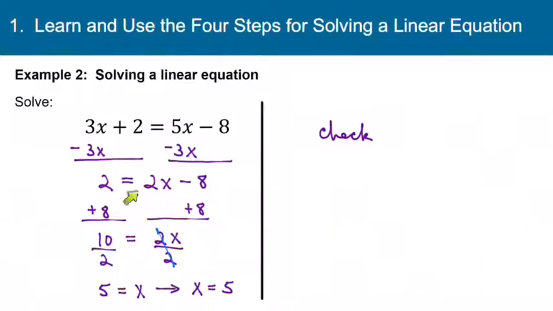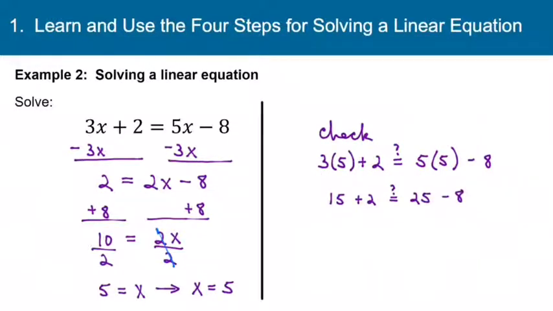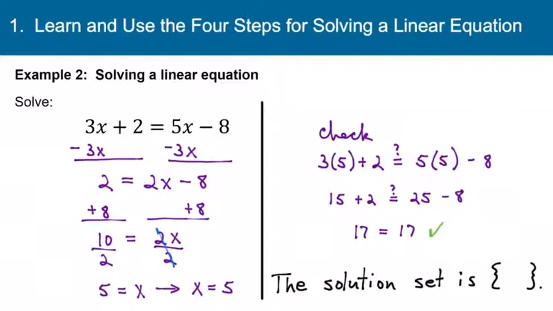So let's copy 5 in place of the variable. We'll get 3 times 5 plus 2 equals 5 times 5 minus 8. Okay, carrying out the multiplications, 3 times 5 gives us 15, and 5 times 5 gives us 25. And then working the addition and subtraction, 15 plus 2 gives us 17, and 25 minus 8 also gives us 17. So we know our solution is right, and we can say the solution set is 5.